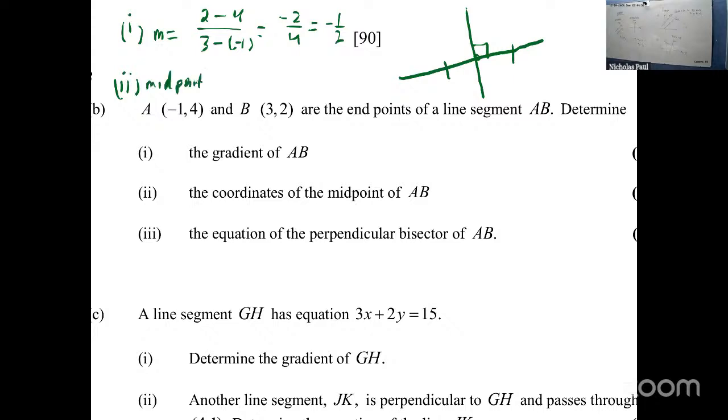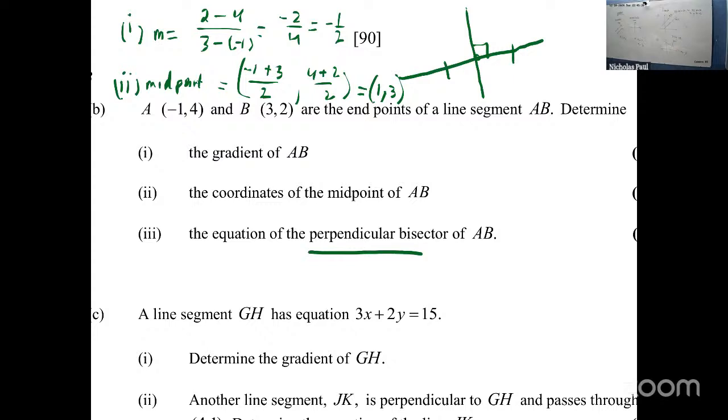The midpoint is equal to adding up the x values and adding up the y values, halved. So I end up with 1, 3. Got that? 1, 3. All right, good. So I want to help you now figure out this perpendicular bisector.